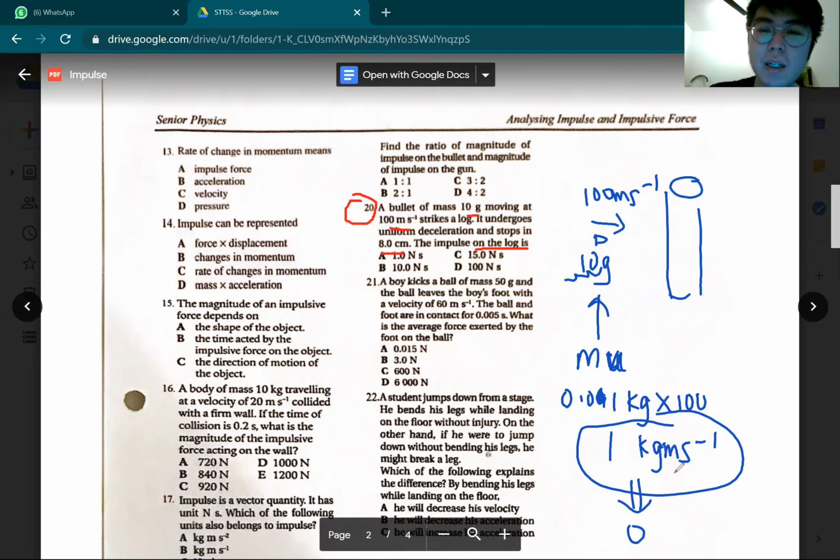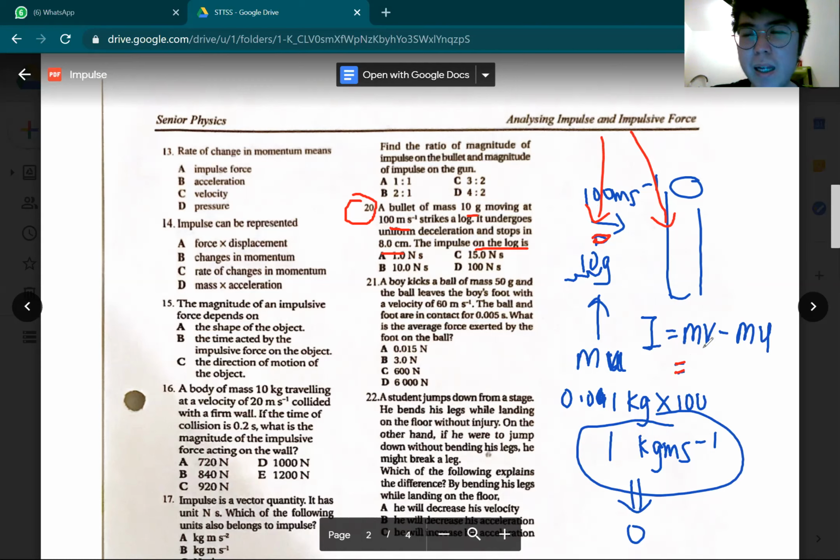So the question asks the impulse on the log is, so we know that impulse is also equal to the change of momentum, right? So back to the principle of conservation of momentum. The momentum of this bullet will be transferred to the log, all of it. Okay, momentum is conserved. Remember this one? Momentum is conserved in the system, meaning that the momentum lost by the bullet equals the momentum gained by the log.